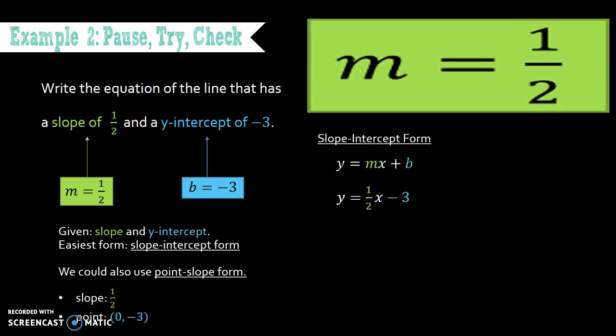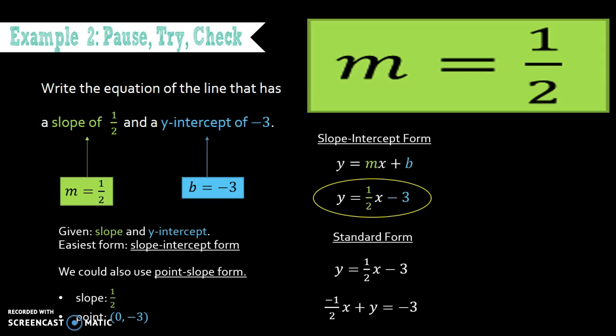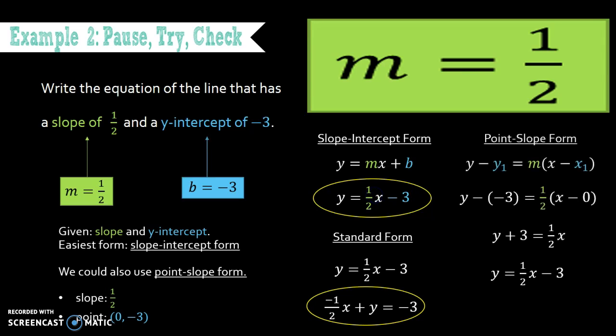Your slope-intercept form occurs when you plug in the values for m and b. Your standard form happens when you rearrange that formula. And then your point-slope form occurs after you plug in the correct pieces, but you do need to be careful when you have negative values in your points.